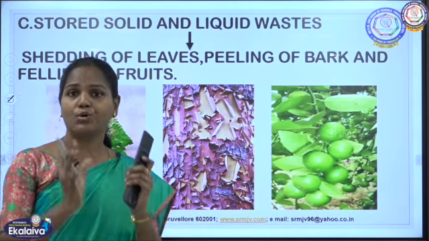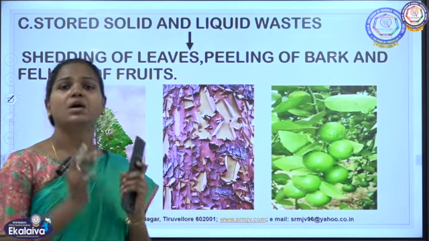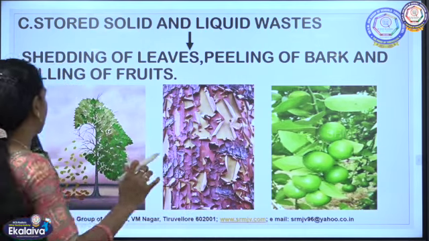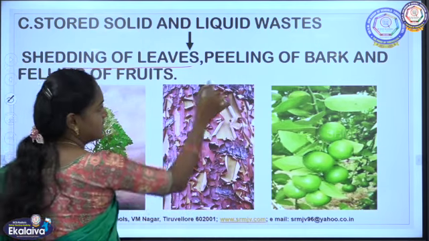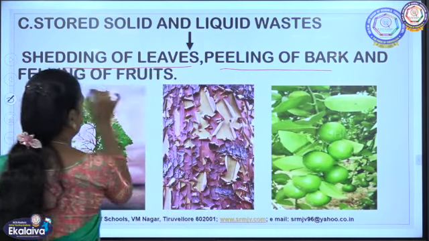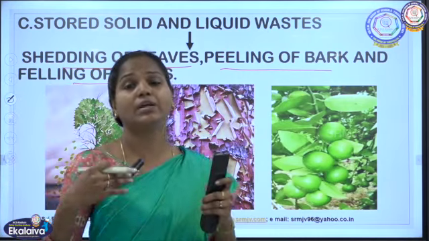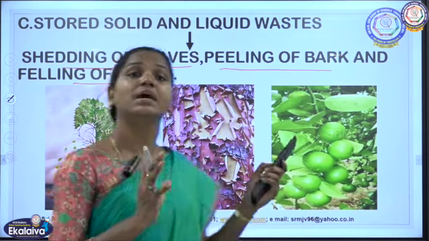When it is stored with all these toxic wastes, the plant will simply get rid of that part. That is by shedding of leaves, peeling of bark and falling of fruits. So this is how the plant excretes its solid or liquid waste by storing it in its parts.